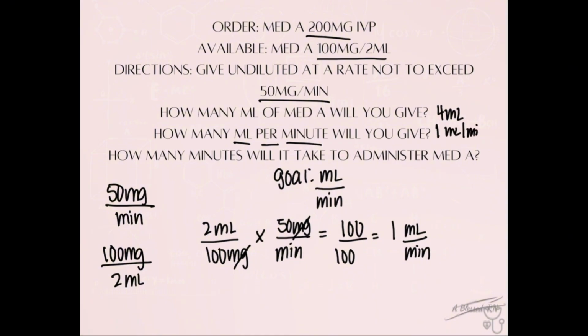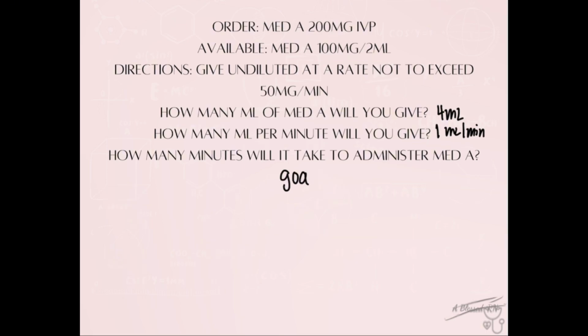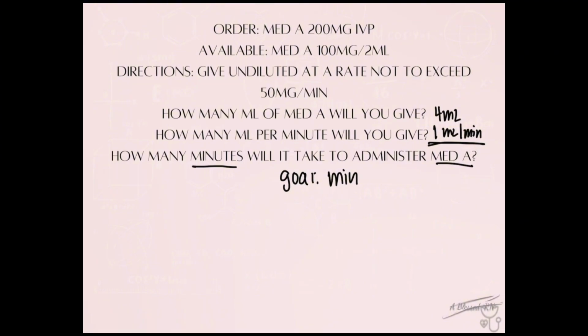My last question is, how many minutes will it take to administer Med A? So my goal is minutes. That's what I'm looking for. I've already figured out that I have 4 milliliters of Med A that will give me my ordered amount, and the rate that I can push it at is 1 milliliter per minute. Those are going to be my 2 puzzle pieces this time. I like to write my puzzle pieces to the side, so I know what I'll be able to work with and can put my puzzle together.